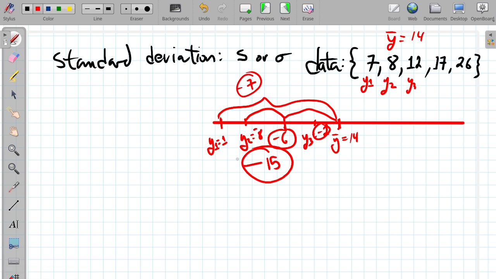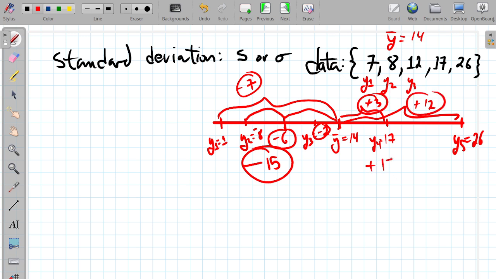There are two values bigger. One is at 17. So this was y sub 4. Its deviation here is plus 3. And then way over here is y sub 5. Its deviation is huge, and that is plus 12. So our total of our deviations here then is the positive 15 that we talked about before, and that plus this equals 0, as it should be. So when we talk about deviations, we're talking about deviations from the mean.